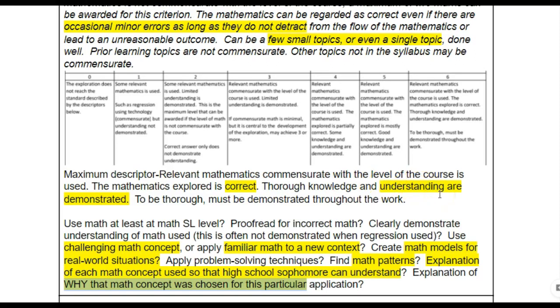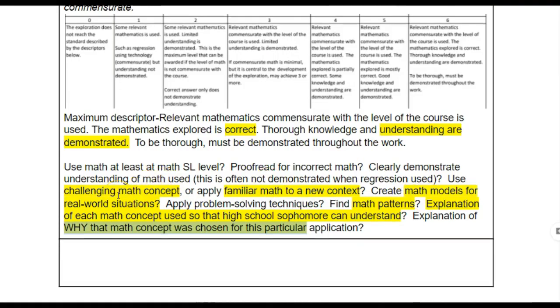Understanding should be demonstrated. That means you should be explaining each step as if the reader is a 10th grader and doesn't know the math that you're doing. That's the way you show your understanding, by explaining in depth the math that you are doing. You do not necessarily have to do a challenging math concept. You could take a familiar math concept as long as you apply it originally to a new context. Modeling for real-world analysis or real-world situations is a very popular math idea.